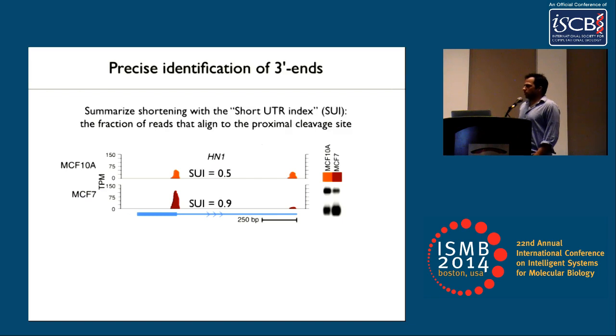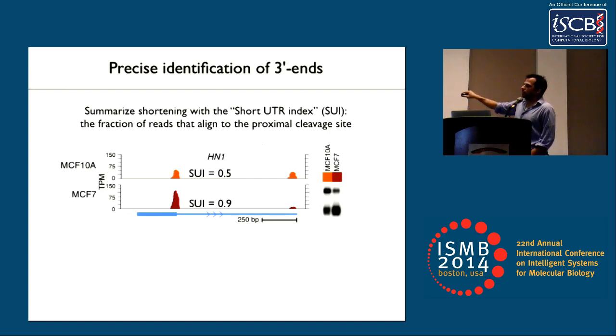So just to introduce some terminology, we summarize shortening and lengthening by something that we call the short UTR index, or the SUI. It's simply the fraction of reads that align to the proximal cleavage site. So in this example, the SUI is 0.9, in this example, the SUI is 0.5.